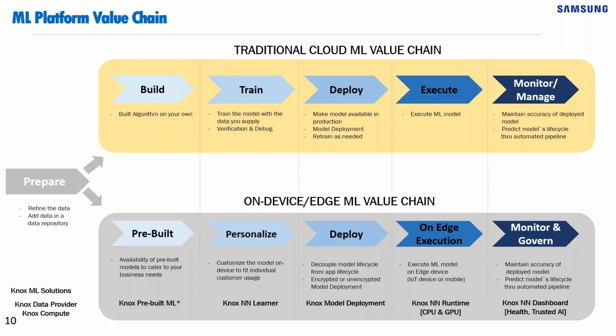And third is the deployment. You can say deploying on-device AI is not linked to the app lifecycle. So you can encrypt the model deployment. And in a way, you can decouple the model lifecycle from the app lifecycle, which gives flexibility to the developer to take a call at any point of the app lifecycle. And then execute. The data model executes over cloud in the traditional cloud machine learning. But here, on device, it can run on mobile devices as well as edge devices like IoT devices.